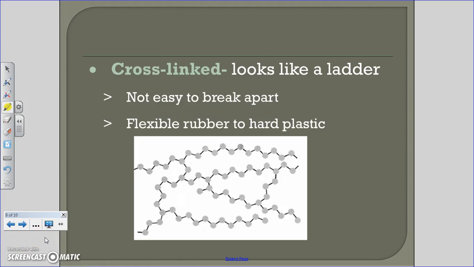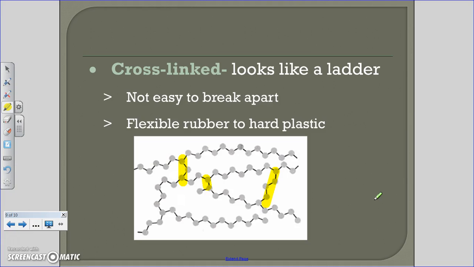And the last category, the last shape, is cross-linked. So this looks like a ladder, and if you look, we have a cross-linkage here, there is one here, there is one here. If the picture continued, there'd be another one over here. And these are not easy to break apart. These are the widest range. It could be rubber to all the way hard plastic, like the plastic that protects your iPad, or the plastic that is in the stapler.